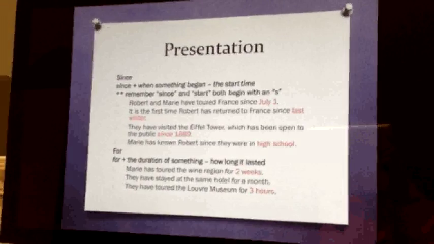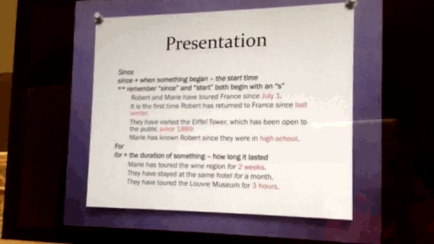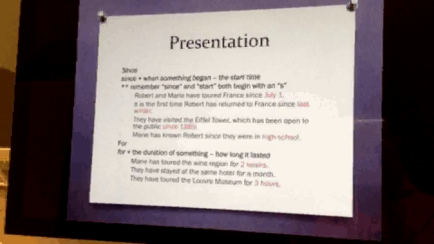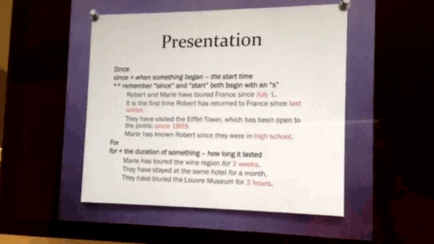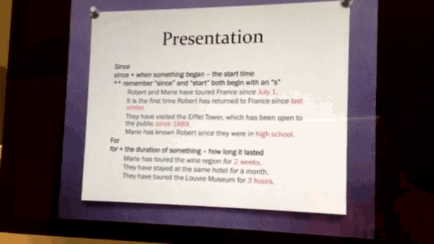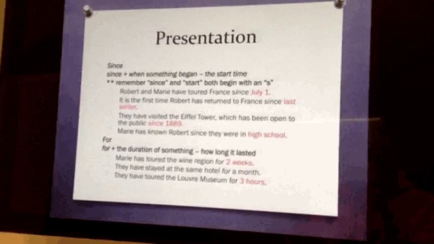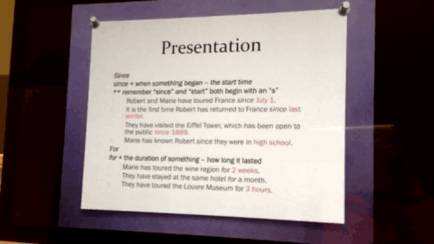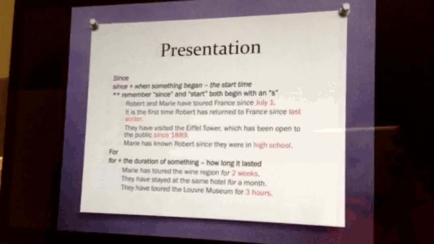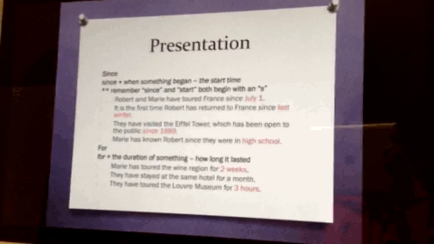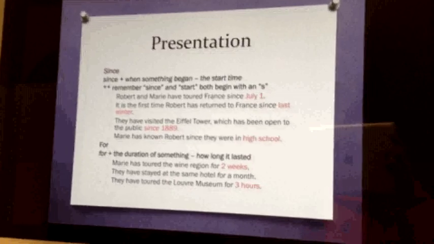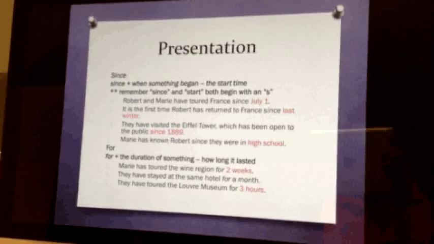So if we take the fourth sentence, Marie has known Robert since they were in high school, we use since with the present perfect. So we're looking back from the present moment now to see the time that something began. So when did Marie and Robert meet? Yes, Winnie, you're right. Yes, in high school. And when are we speaking about this? Yes, that's correct, Zion. Now. It's now that we're speaking about this.